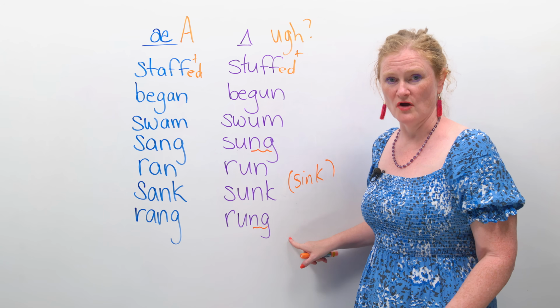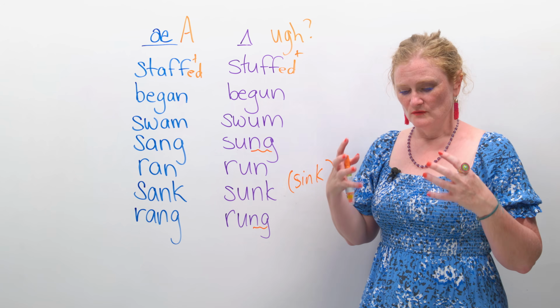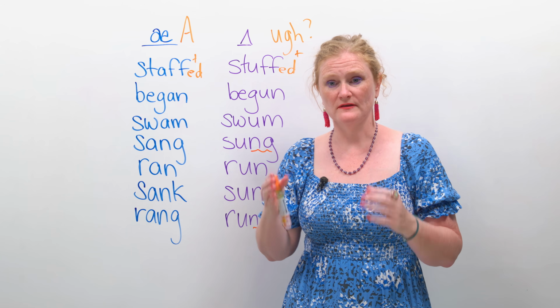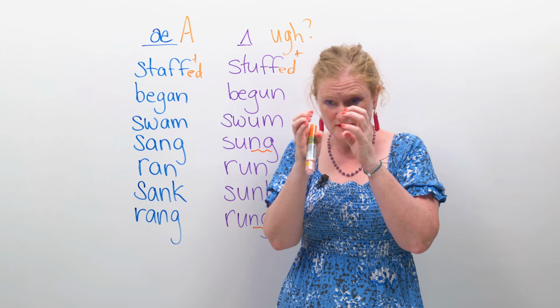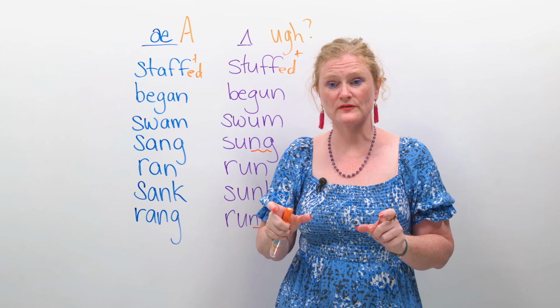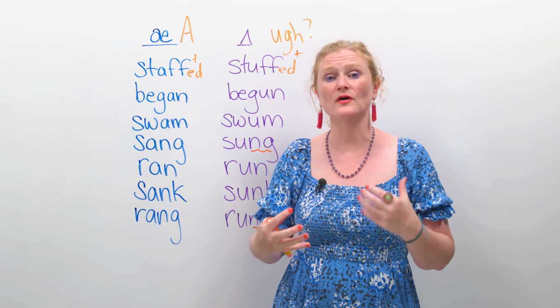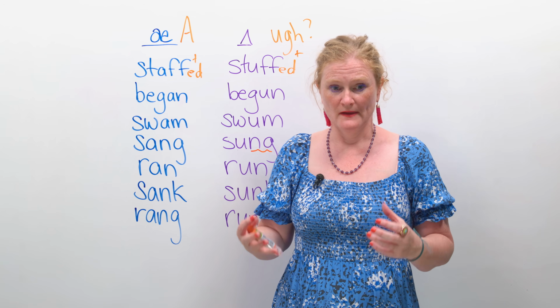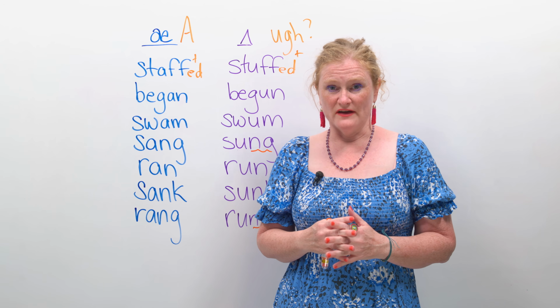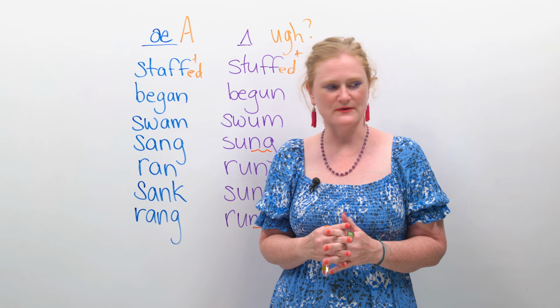Rang, rung. Again, anytime you practice pronunciation, you must isolate, which means like pair off the words, but it's very important that you also speak naturally so that you don't sound a little odd when you're having normal conversations with people.